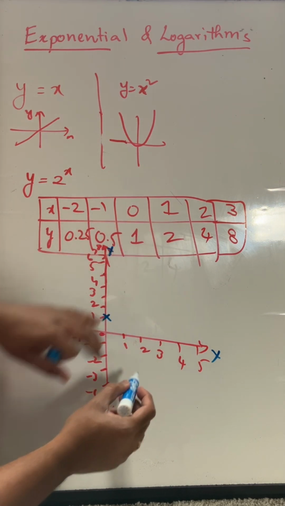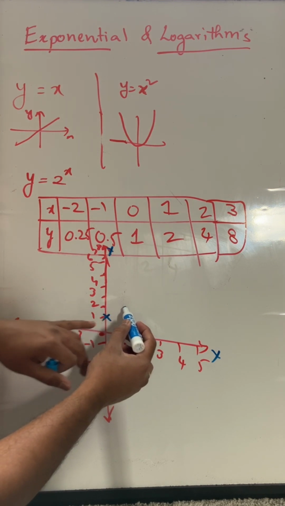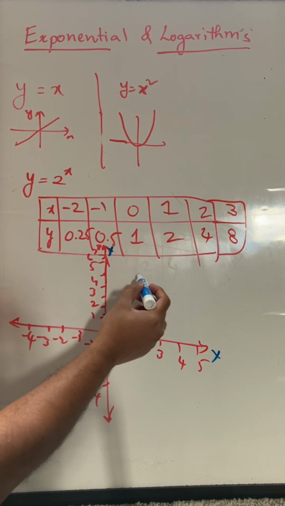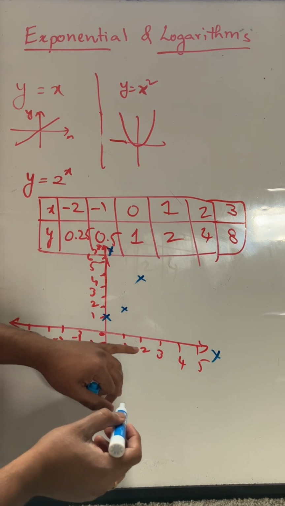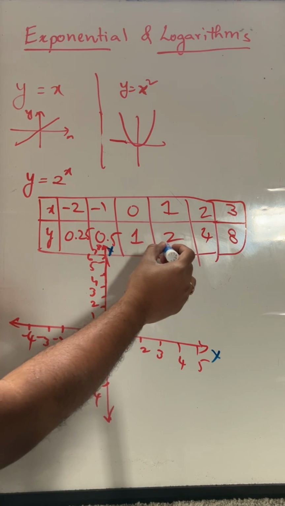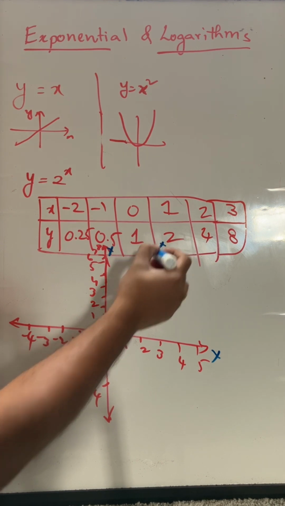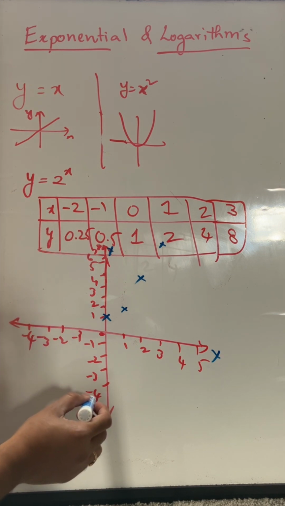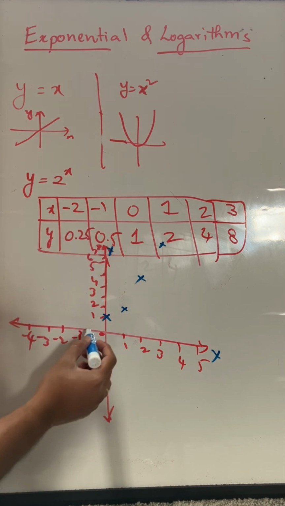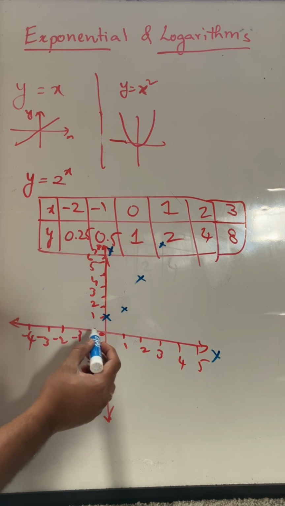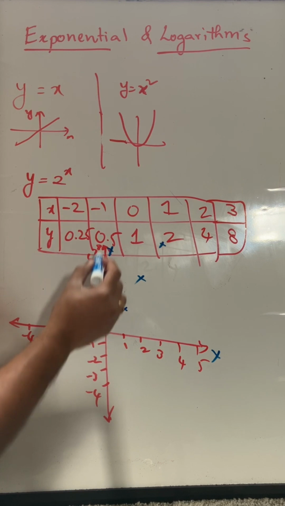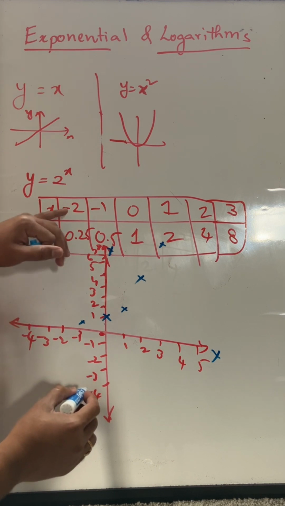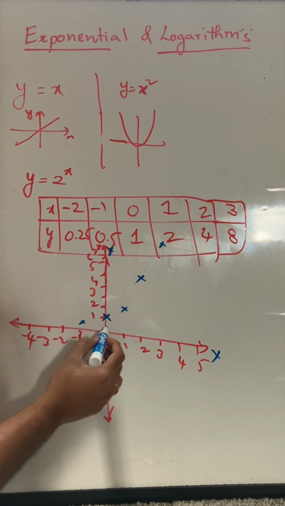When x is 1, y is 2. When x is 2, y is 4. When x is 3, y is 8. Here. I wrote these numbers closely, but it is somewhere here. When x is equal to -1, y is still positive. What is it? 0.5. That is half of it, here. When x is minus 2, it is 0.25. That is somewhere here.